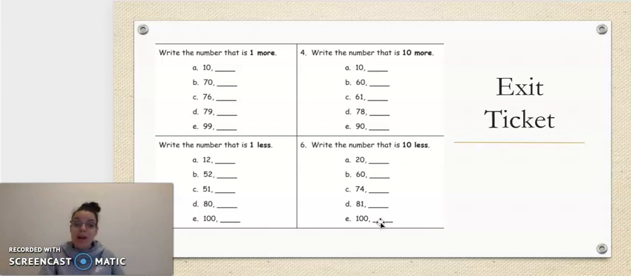And if you haven't already, go to IXL. You are going to see a skill that looks very similar to this. It's going to ask you for numbers that are 10 more, numbers that are 10 less, numbers that are 1 more, and numbers that are 1 less, okay? This should help you to answer those questions.